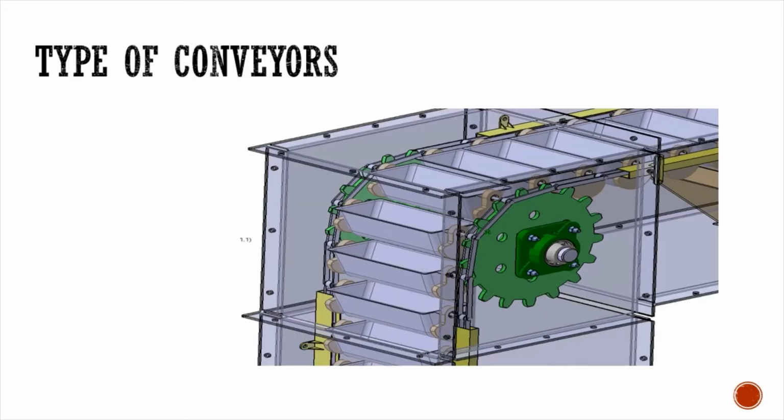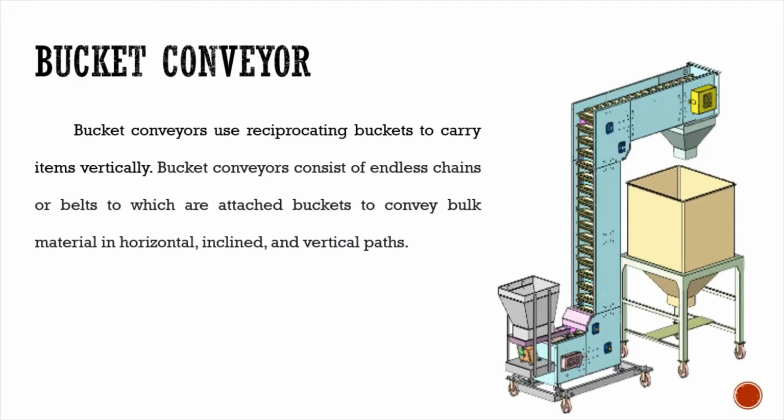Another type of conveyor is a bucket conveyor. Bucket conveyors use reciprocating buckets to carry items vertically. Bucket conveyors consist of endless chains or belts to which buckets are attached to convey bulk material in horizontal, inclined, and vertical paths.